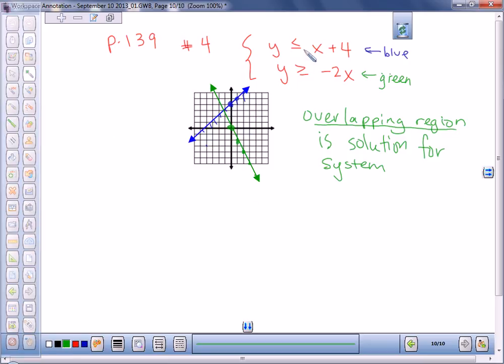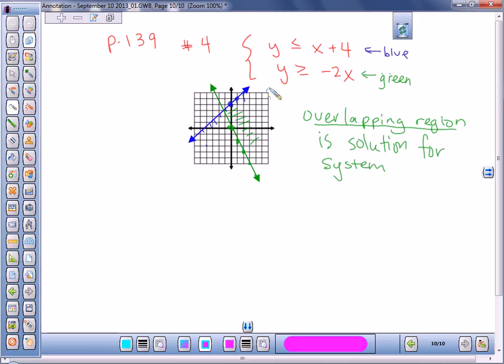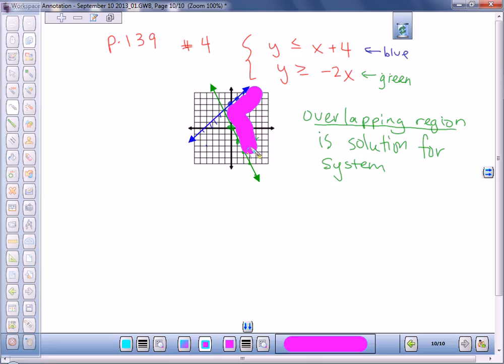Now, the overlapping region is the solution to this system. It's where this shades with that. And so I'm going to fill that with this beautiful pink color. Whoa, that's big. That is the overlapping shaded region. So anything in that area is a solution to the system.